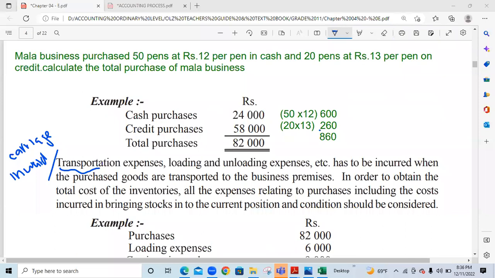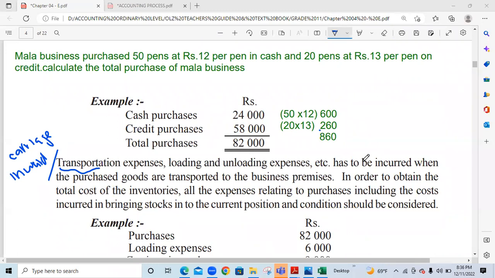Now guys, let's say after you buy the goods, you need to hire some people to load your goods, maybe in a lorry or something. We call it loading expense. You hire people and ask them, can you please load this in the vehicle so that you can travel it from one place to another, right? So that is also an expense you have to incur. So loading expense is also a type of purchase related expense.